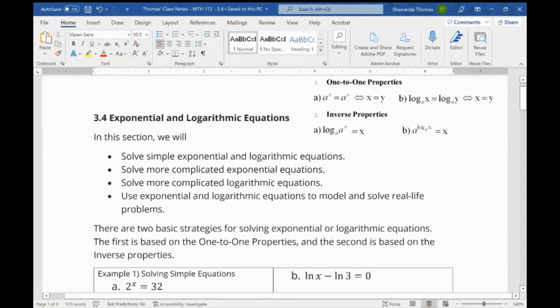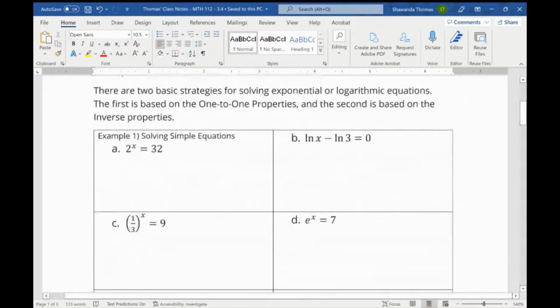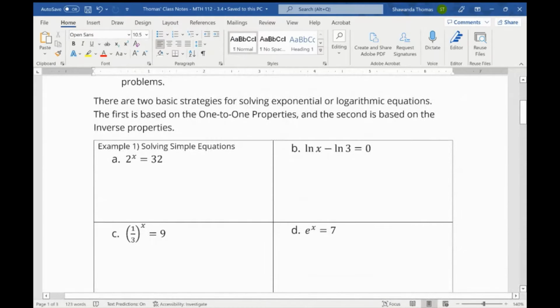Section 3.4, Exponential and Logarithmic Equations. Now, there are two basic strategies for solving exponential or logarithmic equations.